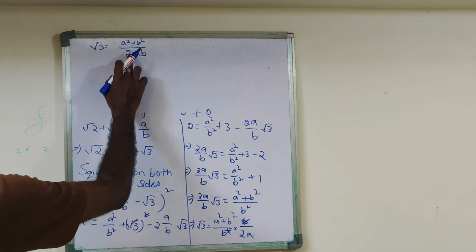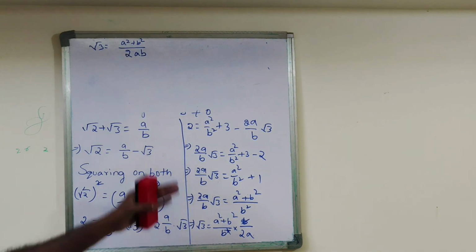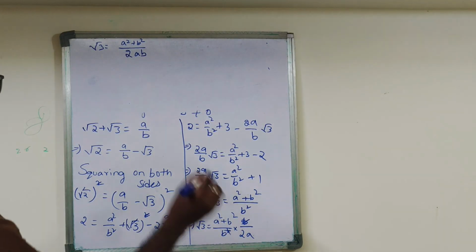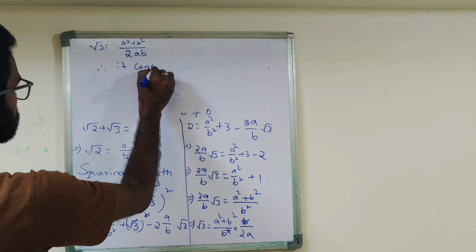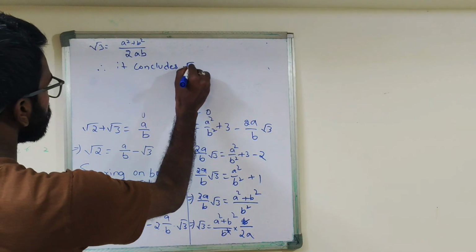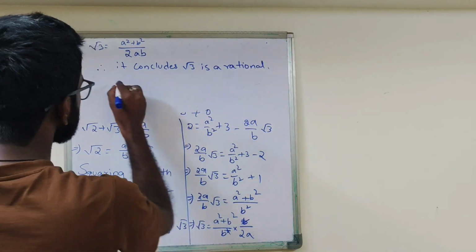If you substitute a and b values, any integers, you will get a p by q form. That means a rational number. Therefore, it concludes root 3 is a rational number.